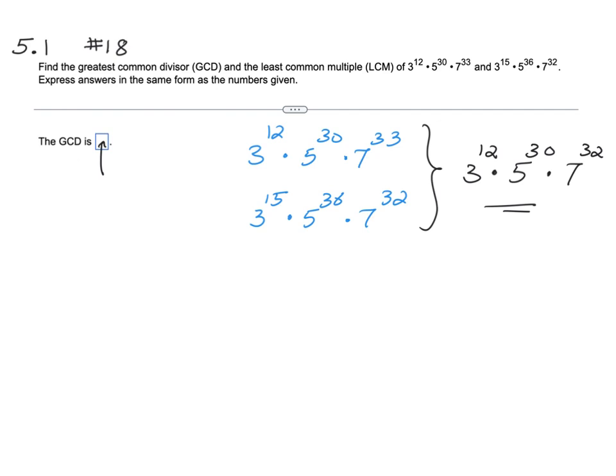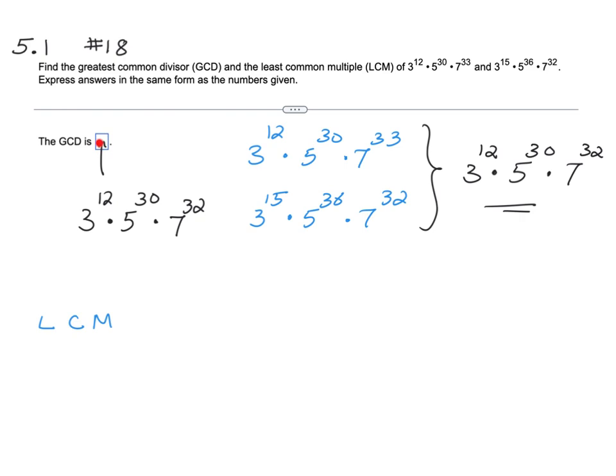So you'll click in that box, and then using the palette below, you'll use the exponent option to write 3 to the power of 12. You'll include the multiplication dot, then 5 to the power of 30, the multiplication dot, and then 7 to the power of 32. Now let's compare this to the least common multiple.